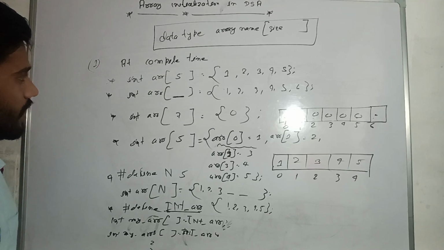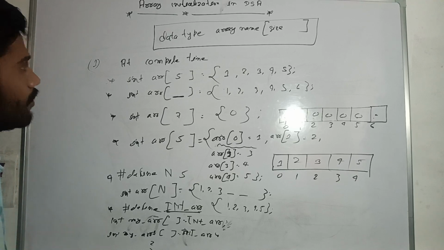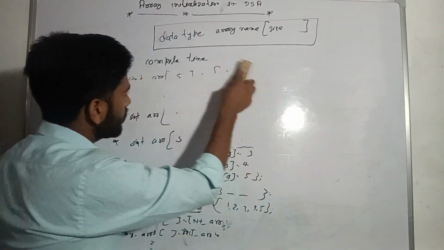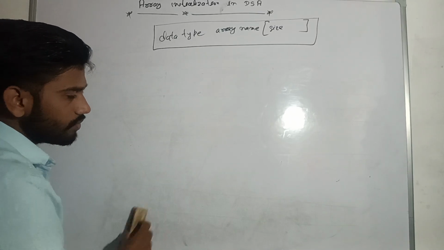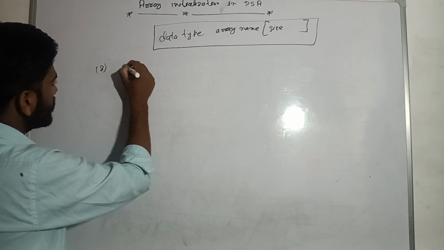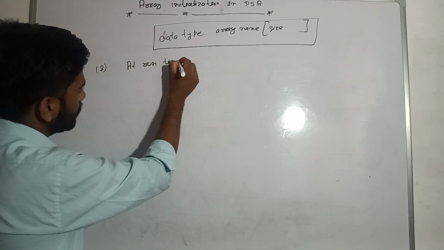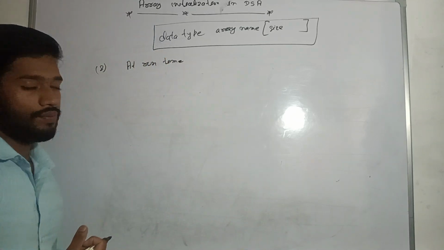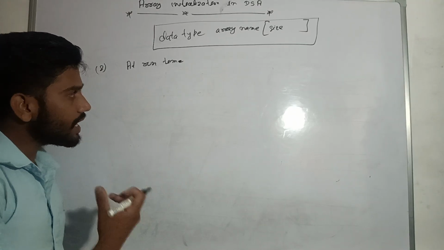Okay, this is at compile time. Now we will see at runtime how to initialize an array at runtime. Second method to initialize at runtime. Suppose our program is running and we have to initialize an array. Then how can we initialize the array?